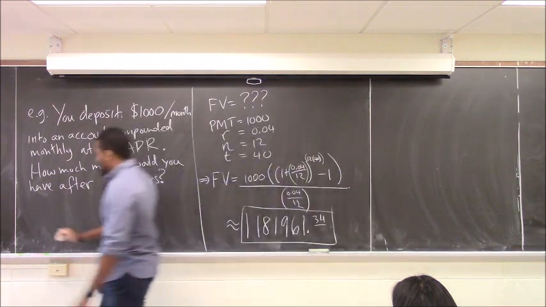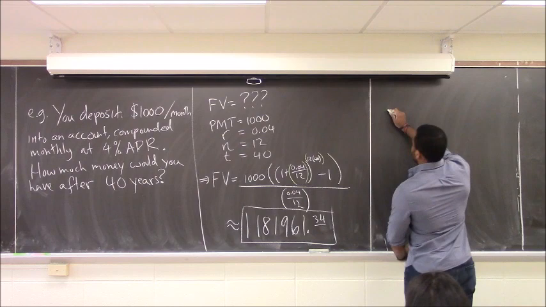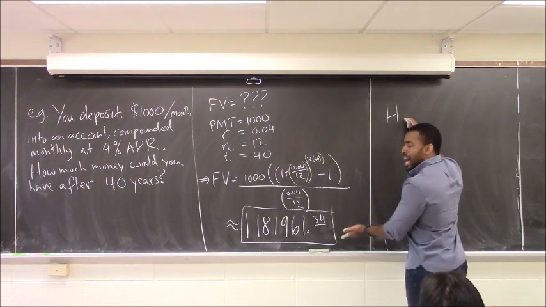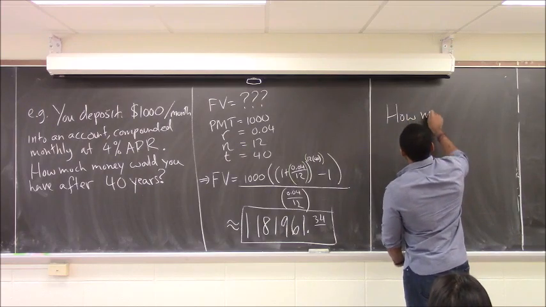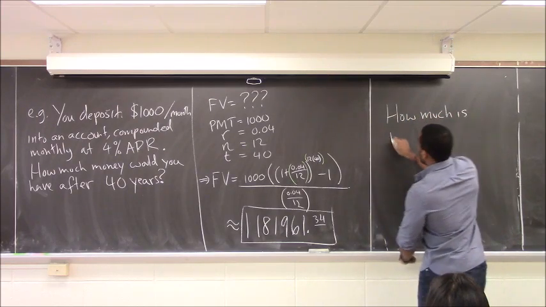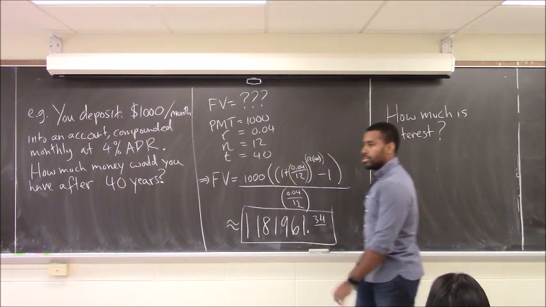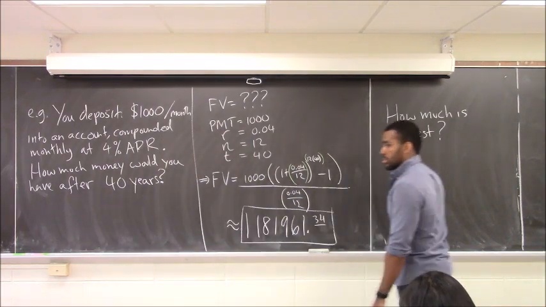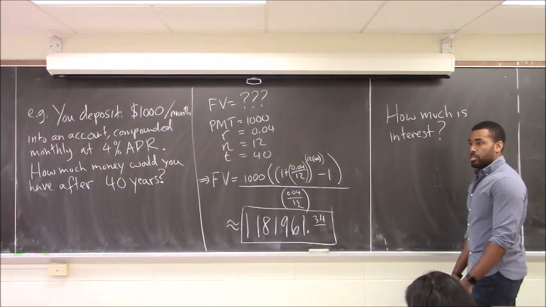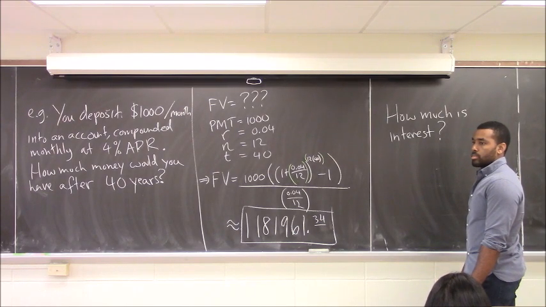And by the way, it's even a little bit more amazing. Let me ask you this. Did you actually save $1 million over 40 years? How much did you actually save? How much of this is interest? Oh, wow. How much was your actual money? Yeah. 480,000. How did you get that? Explain how you got it. 12 months for 40 years. It's 480 months, and then 1,000.